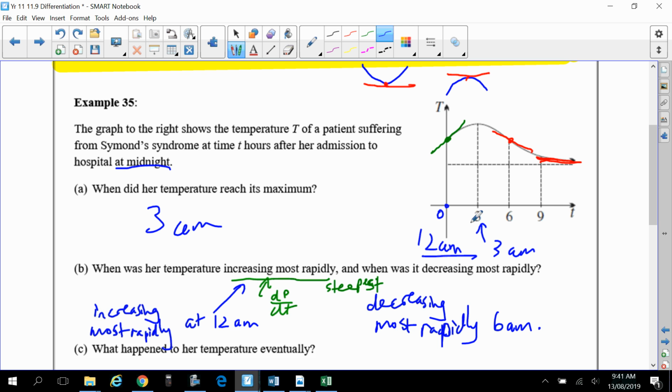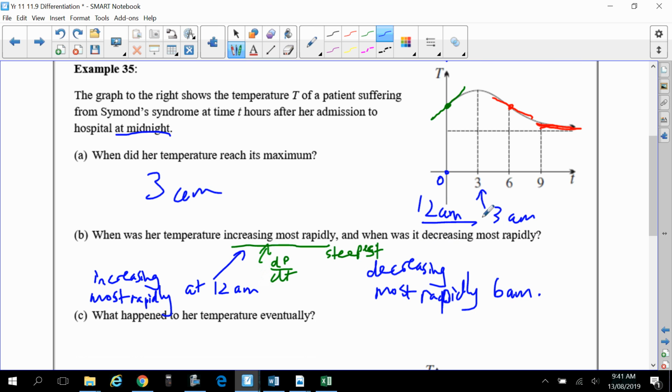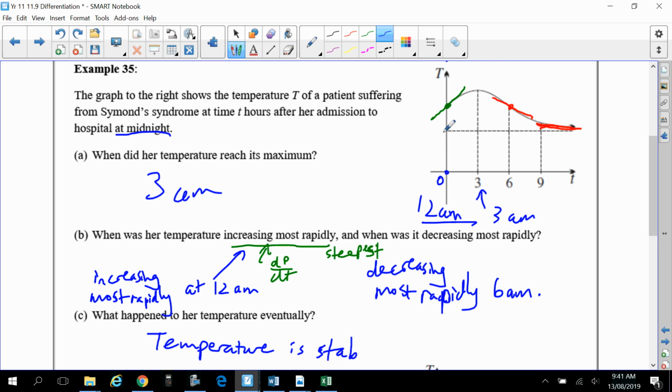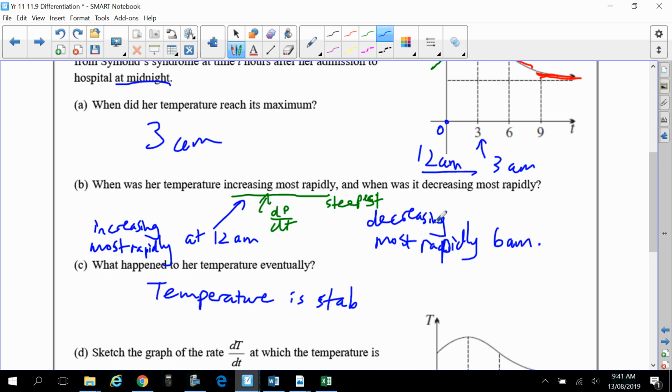And then what will happen to the temperature eventually? It's reaching an asymptote, right? So what does it mean in terms of modern day language? Maybe we can say the temperature is stabilizing. Stable, or possibly normal, but we have no scale here. We have no idea what the temperature is, but it's getting to normal. So it's stabilizing.